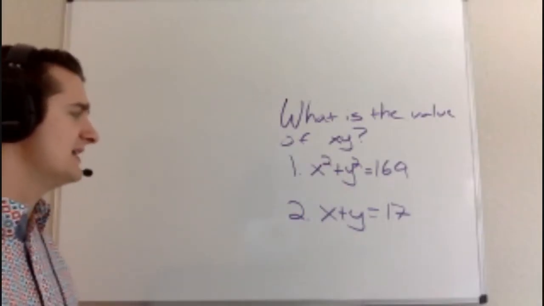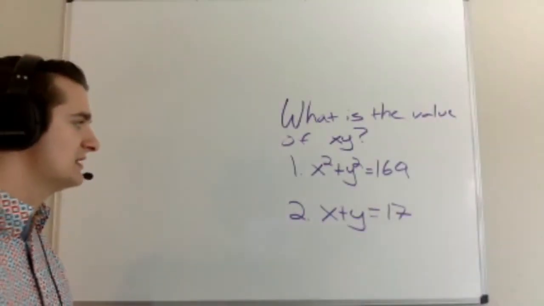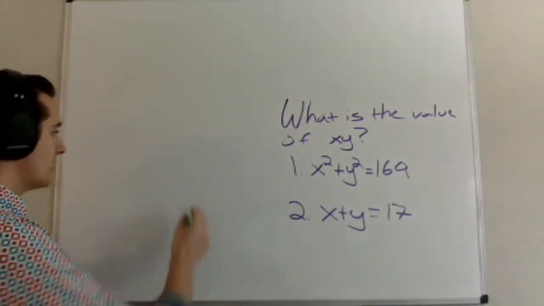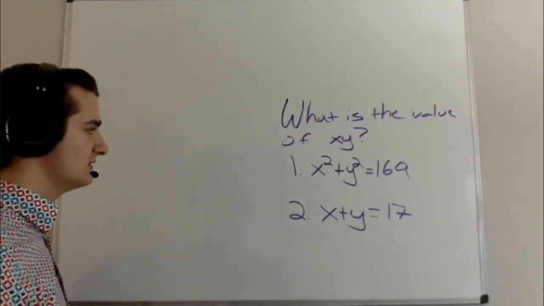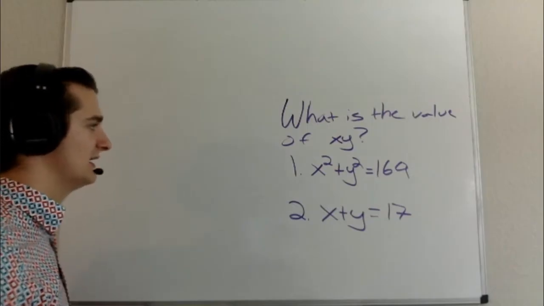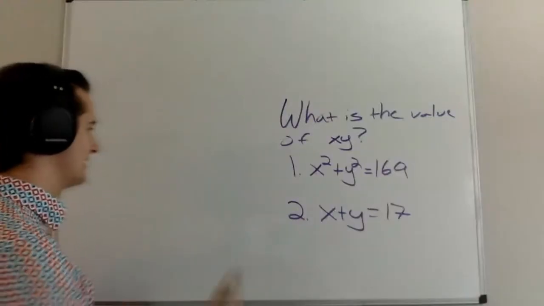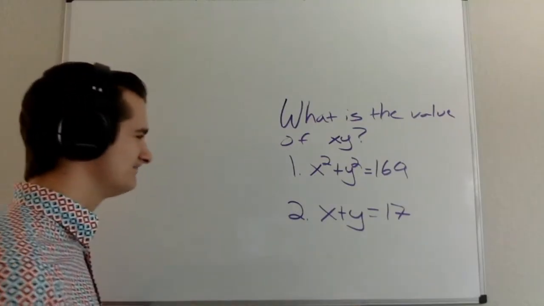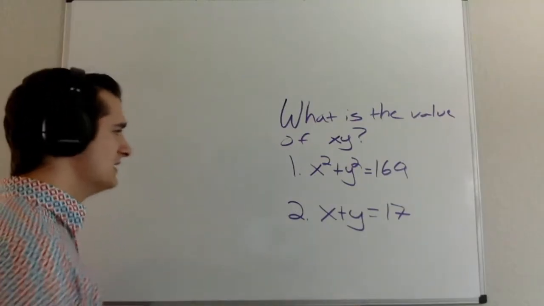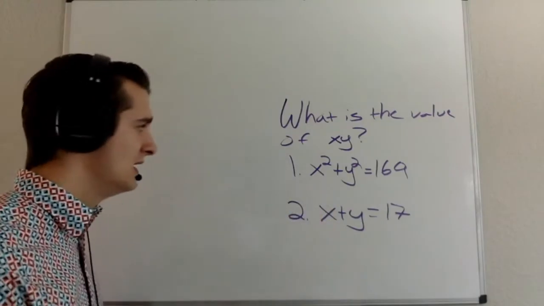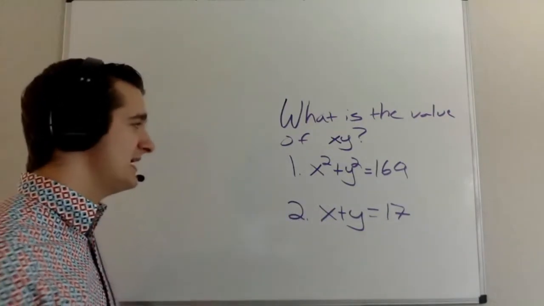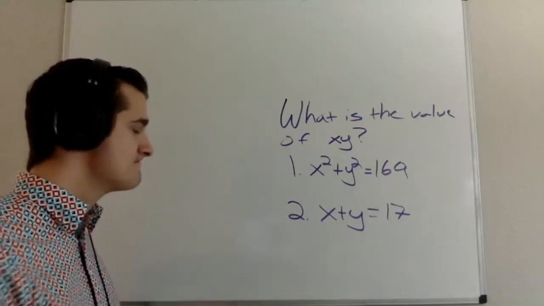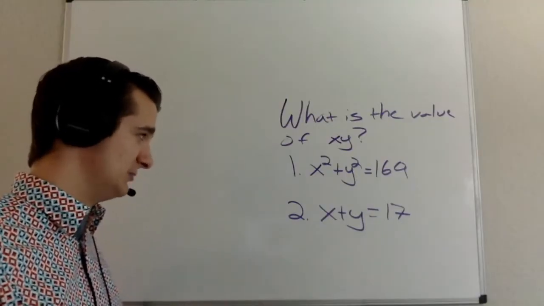Statement 1 tells me that x squared plus y squared is equal to 169. When I first look at that, I may say, okay, what can I do with this? Maybe I could pull y to one side, but again, I've got one equation. I've got two different variables here, and I'm definitely going to be able to come up with multiple solutions for x and for y that are going to get me to 169.